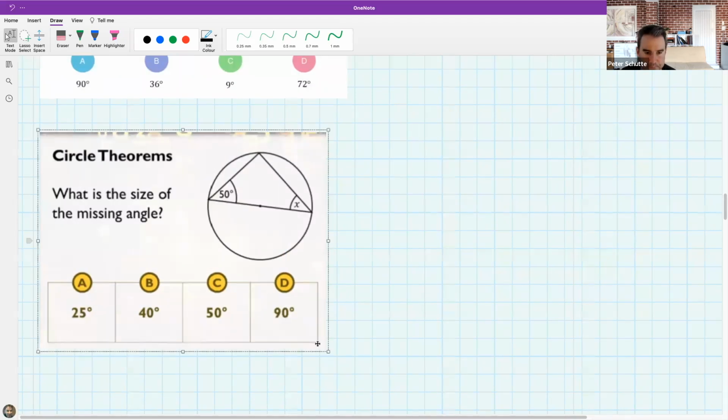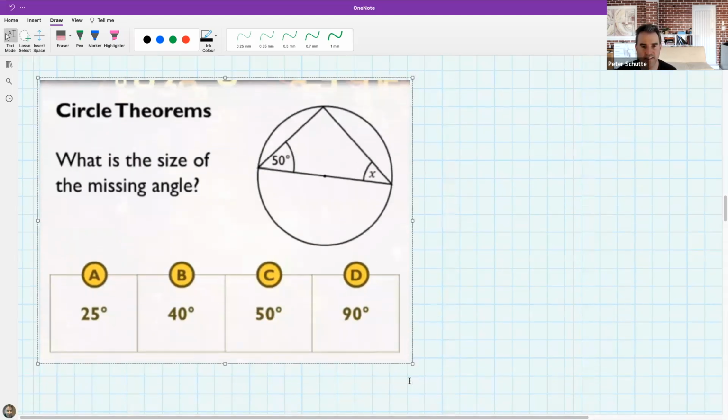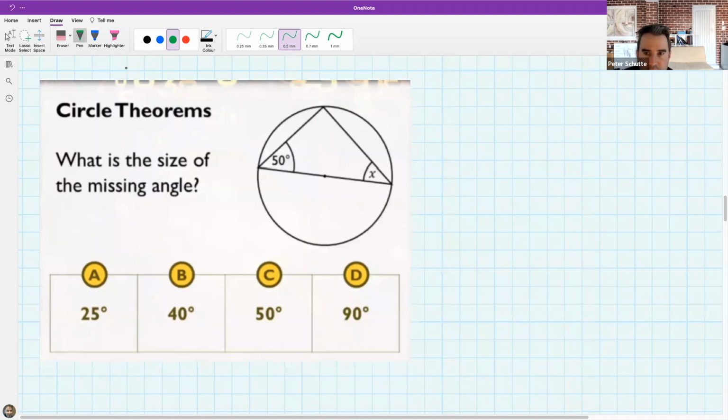Okay, let's do this one. What is the size of the missing angle X, using this new idea about circles you've just learned? Is it A? Is it B? Is it C? Is it D? I see some B's, I see some C's. Oh, there are some B's and C's.